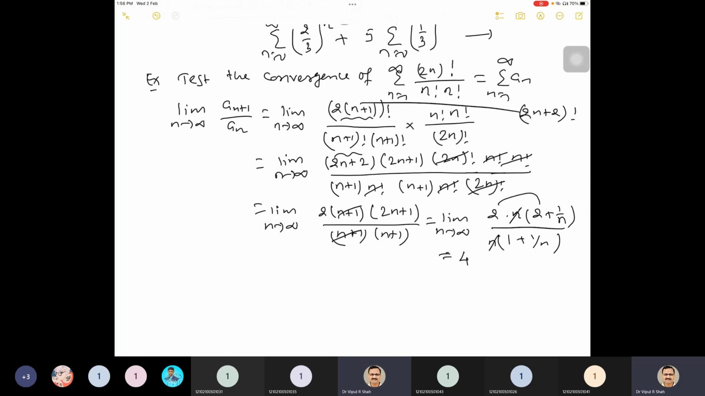So what is the conclusion now? Divergence, because it is greater than 1. And therefore, by ratio test, series n equal to 1 to infinity (2n) factorial upon n factorial is divergent. Understood, everyone? Yes, sir. Okay. So if you have not written, write down.